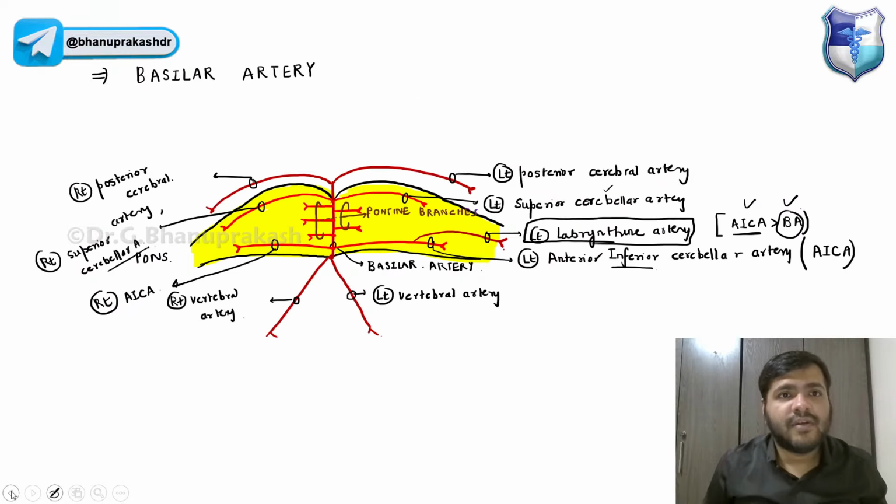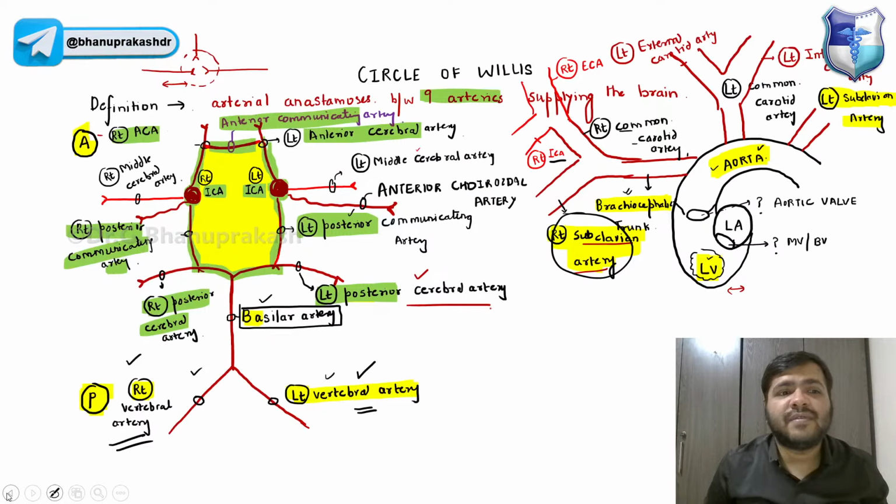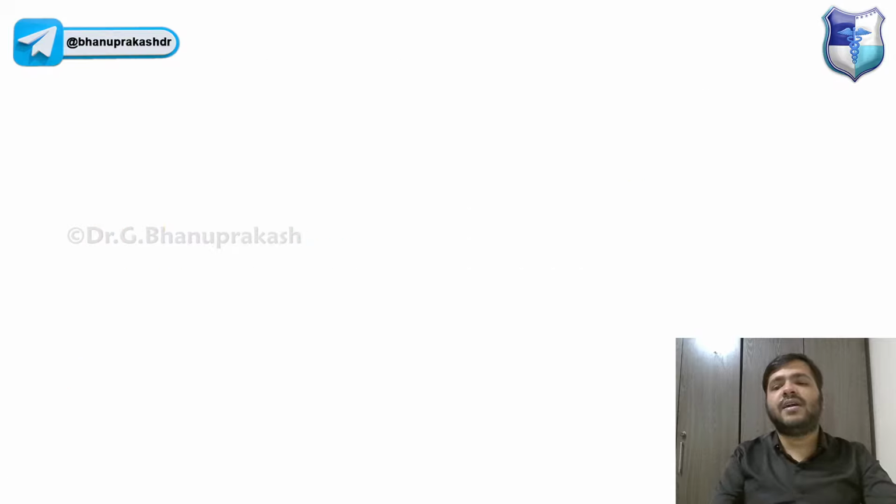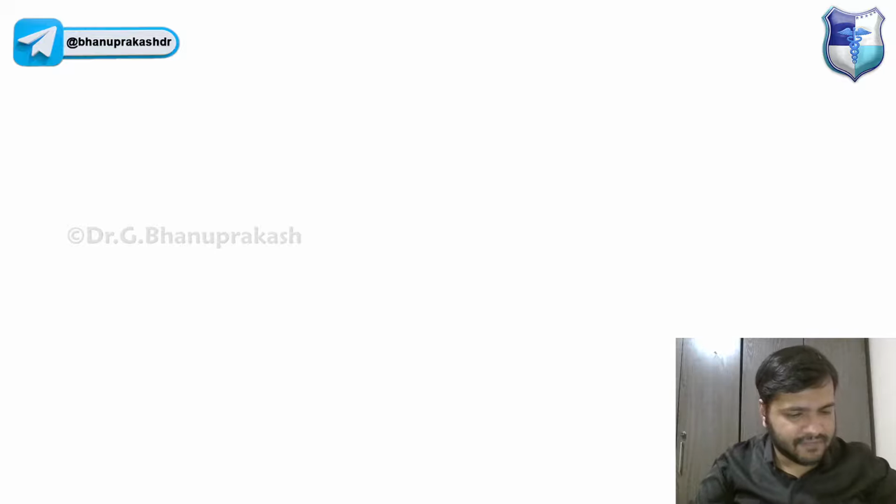We have discussed basilar, we have discussed vertebral, we have discussed the circle of Willis. Now we are going to discuss one important artery, and that is called the internal carotid artery.